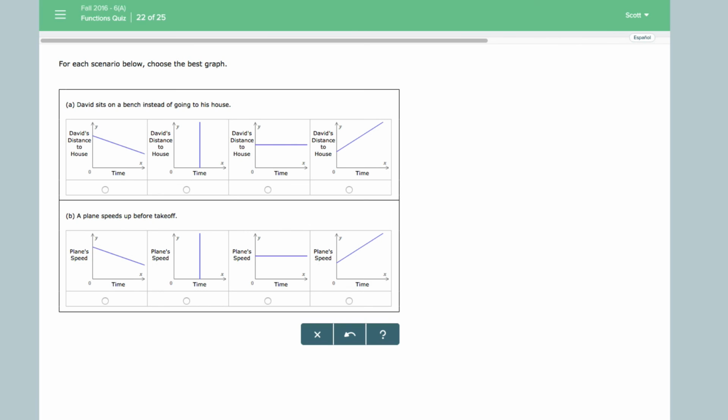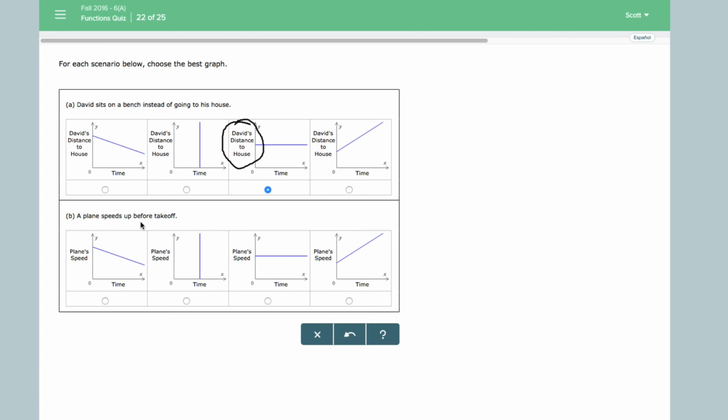And these last 3 questions. David sits on a bench instead of going to his house. So our y-intercept is his distance to his house. So he's not getting any closer to his house. He's not getting any farther from his house. He's staying the same distance from his house.